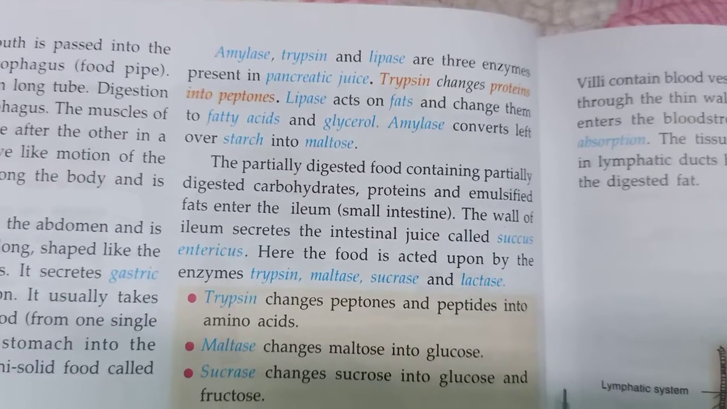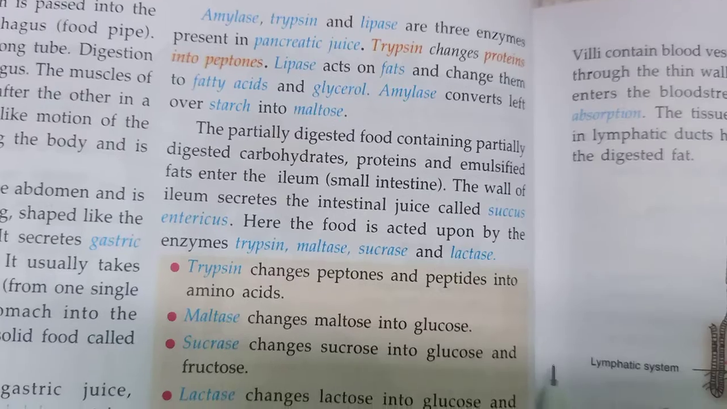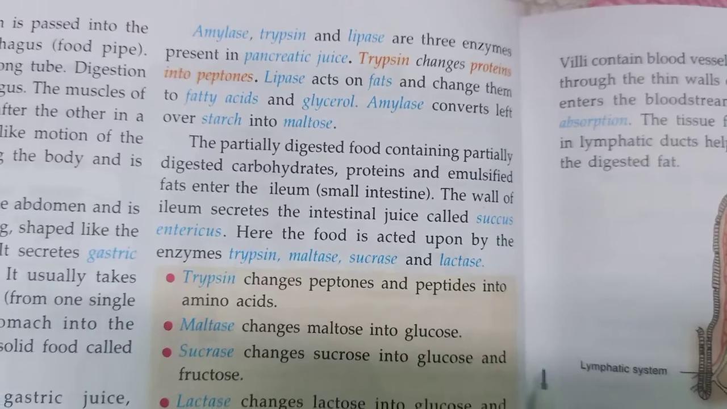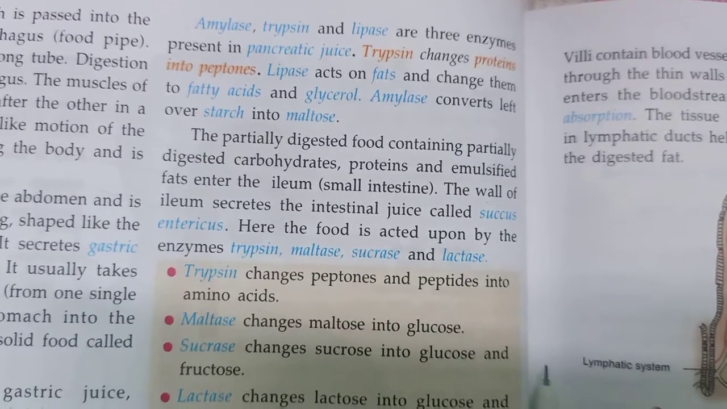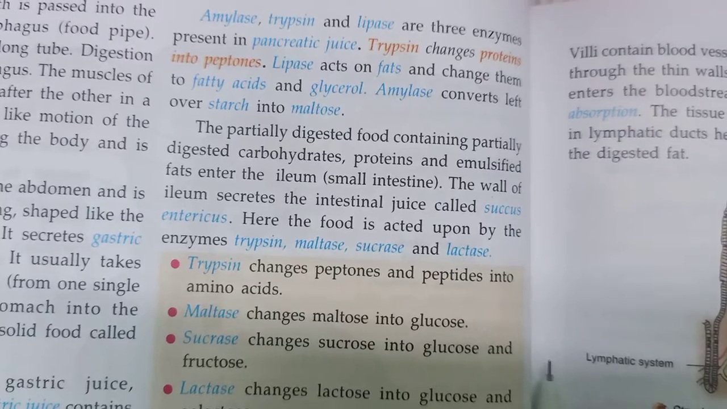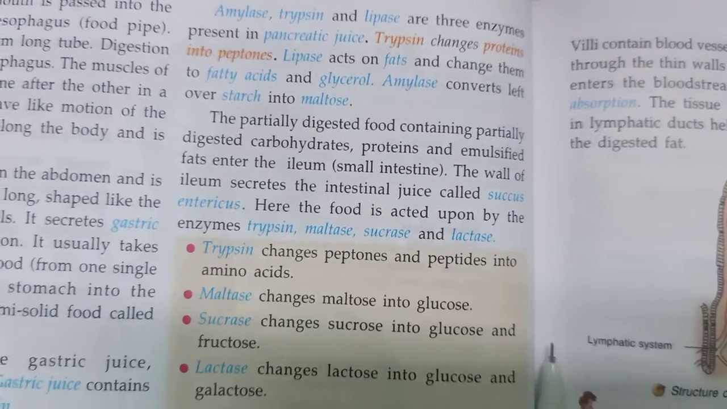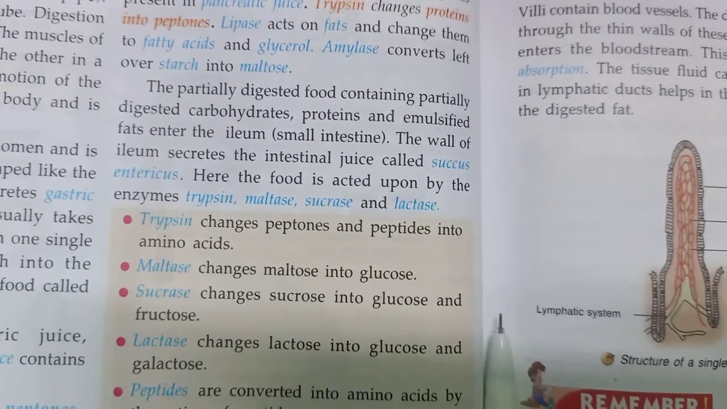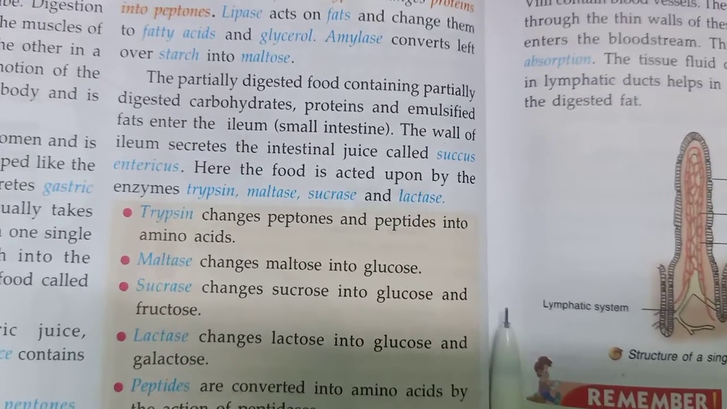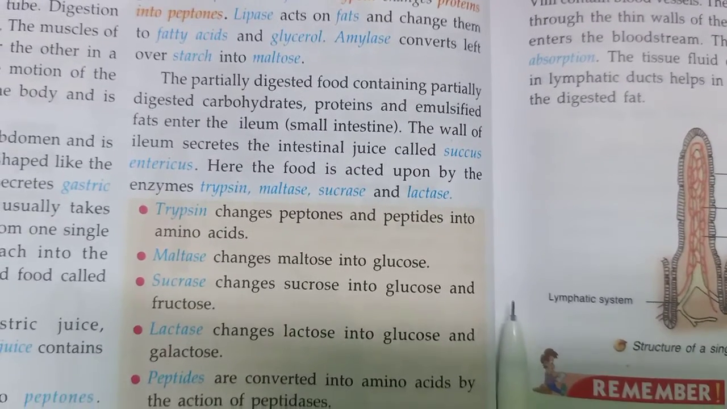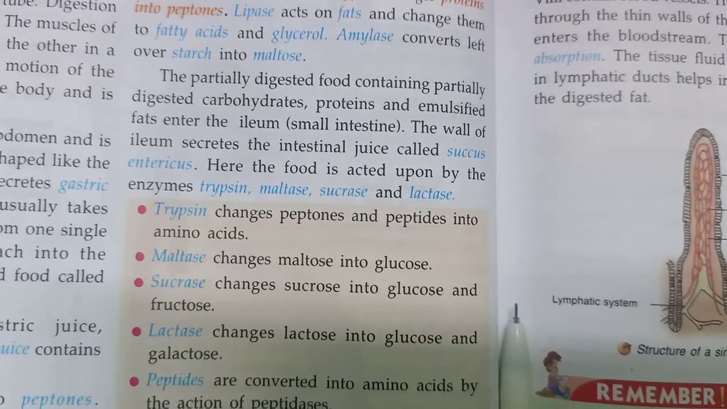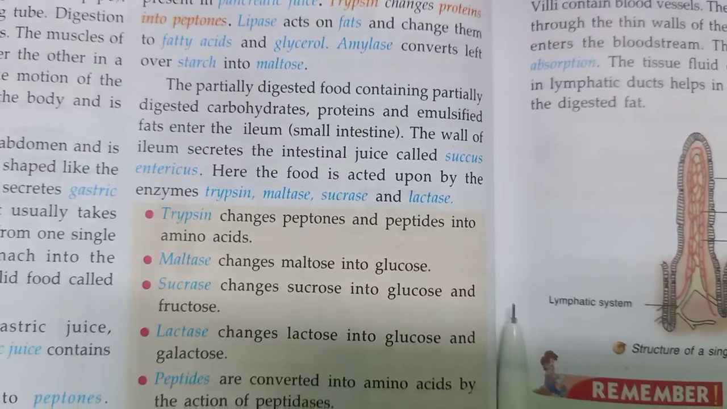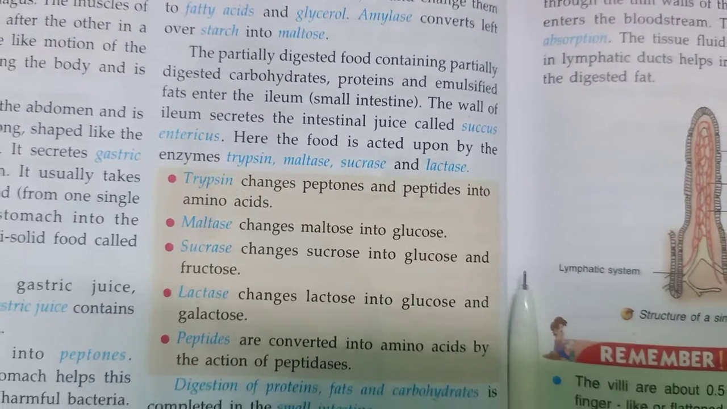Now the partially digested food containing partially digested carbohydrates, proteins and emulsified fats enters the ileum, and the wall of the ileum secretes the intestinal juice called succus entericus. Here the food is acted upon by the enzymes trypsin, maltase, sucrase and lactase. Now these are the enzymes which act on the food for digestion, and they are present inside the ileum and it secretes the juices.